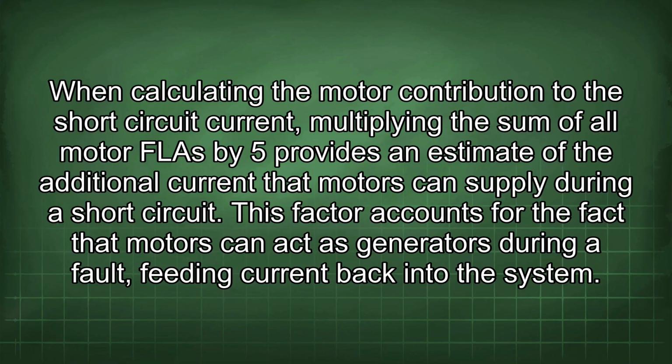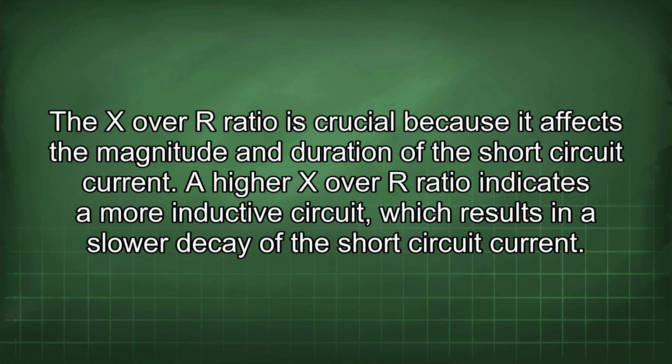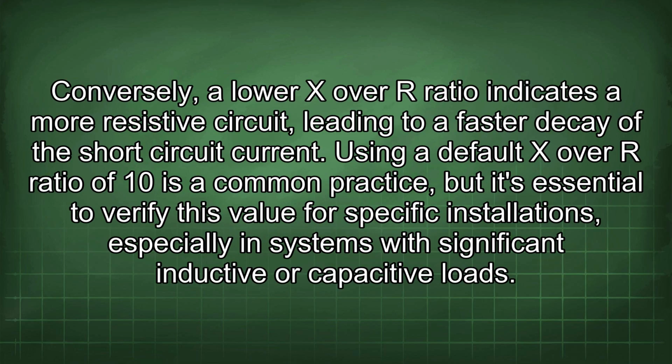This factor accounts for the fact that motors can act as generators during a fault, feeding current back into the system. The X/R ratio is crucial because it affects the magnitude and duration of the short-circuit current. A higher X/R ratio indicates a more inductive circuit, which results in a slower decay of the short-circuit current. Conversely, a lower X/R ratio indicates a more resistive circuit, leading to a faster decay of the short-circuit current.